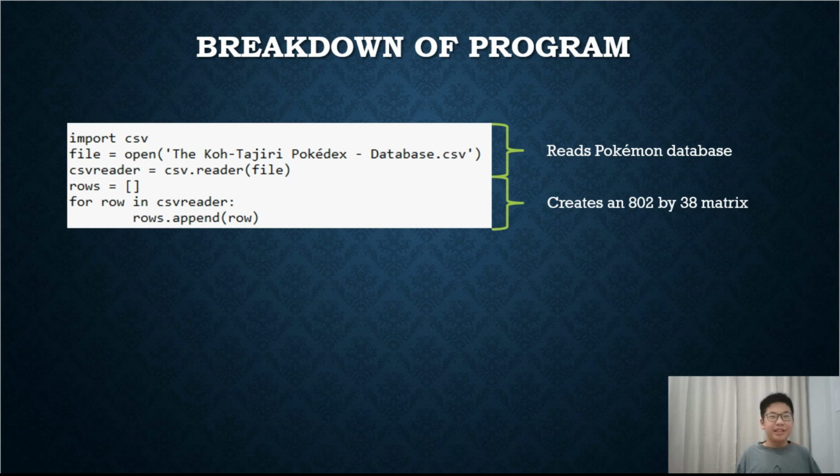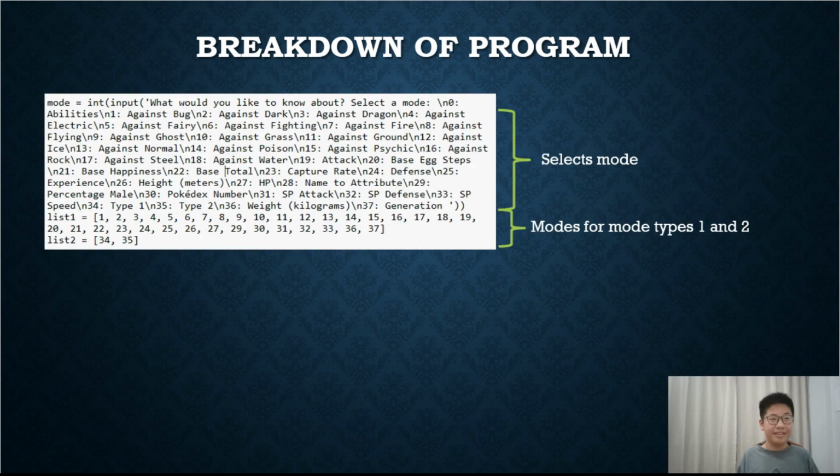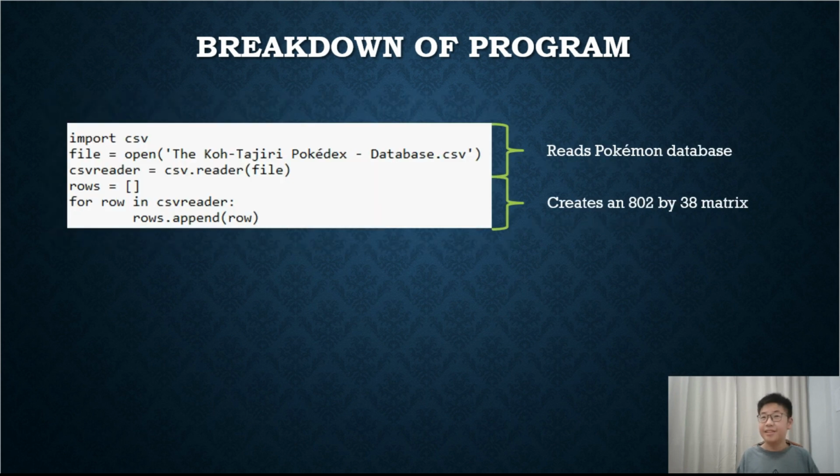So the first part of the program I'll talk about is the import CSV. Obviously, I've named my Excel file the Koh-Tajiri Pokédex database. So basically, it reads the Pokemon database and then creates an 802 by 38 matrix. I deleted some columns from my original data set as I felt it would be a bit redundant, like Japanese name and if a Pokemon is legendary.